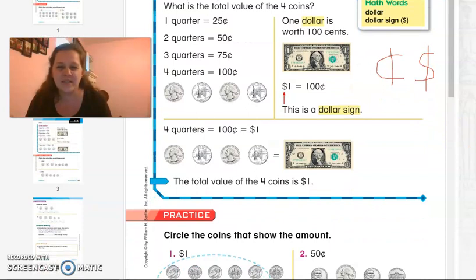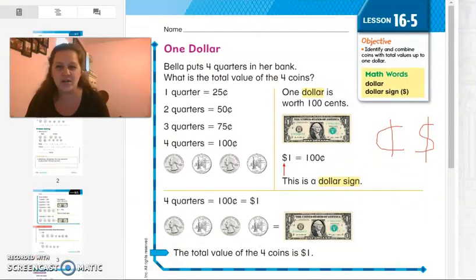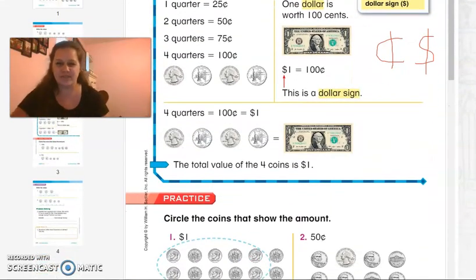I know that this can get a little bit tricky, a hard topic to grasp, so we're really going to walk through it together. It says right here again, that 4 quarters equals 100 cents or $1. These are all 3 ways that you can say how much 4 quarters are. So you have 4 quarters, which equals 100 cents, which also equals $1. So the total value of the 4 coins is $1.